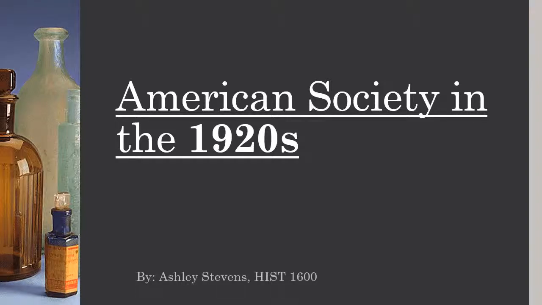So this lecture will be discussing American society in the 1920s. This time period in general is associated with Prohibition, which is why you see the bottles on the corner. It's also associated with flappers, increasing rights for women. Women get the right to vote. It is associated with conservative values, a return to normalcy, a return to isolationism, and kind of the era before the Great Depression.